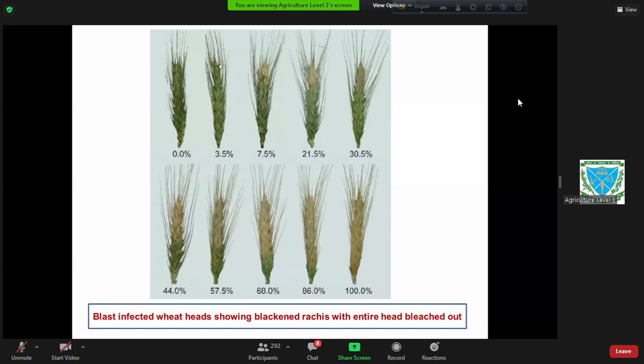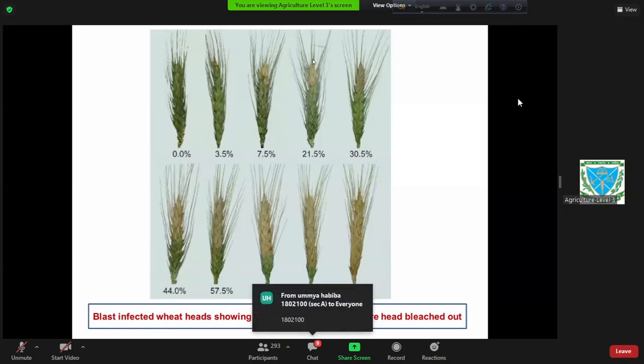For example, initial infection of 1 or 2 grains. And always you can notice the infection from the tip downward. Infection always starts from the top of the head and proceeds downward.